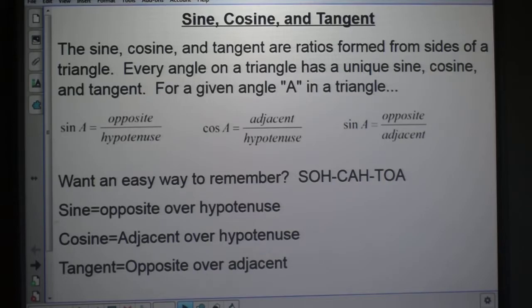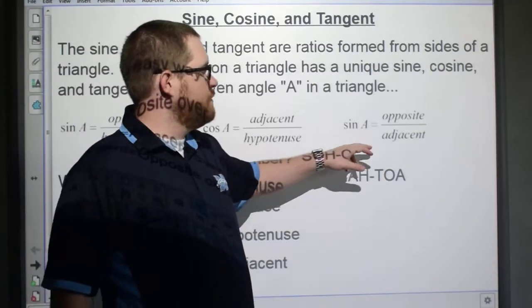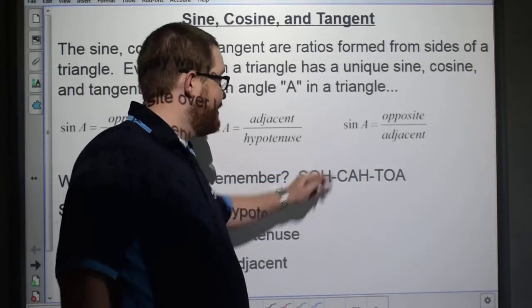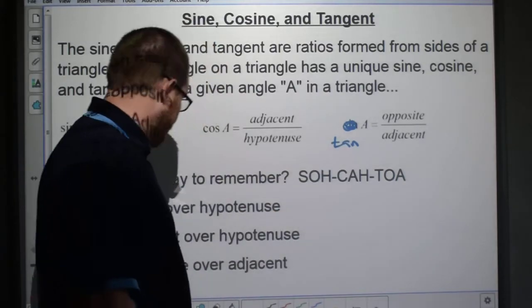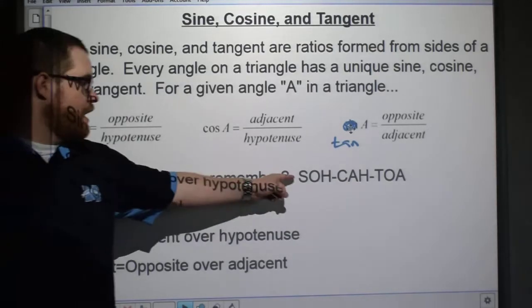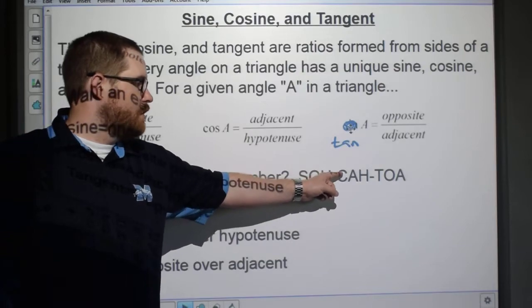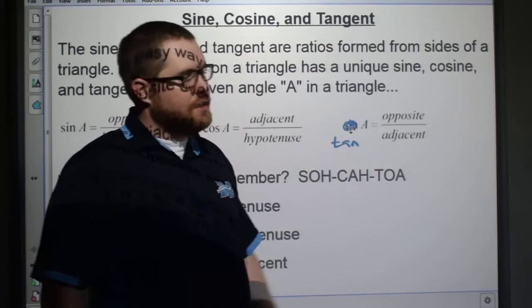Remember, sine, opposite over hypotenuse. Cosine, adjacent over hypotenuse. Tangent, opposite over adjacent. Sorry, that first one should say tangent. Remember, the way to remember that is SOHCAHTOA. Okay? Sine, opposite over hypotenuse. Cosine, adjacent over hypotenuse. Tangent, opposite over adjacent.